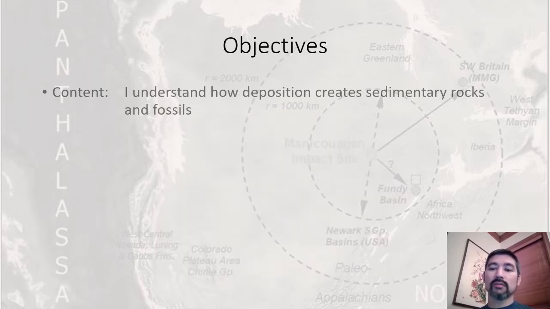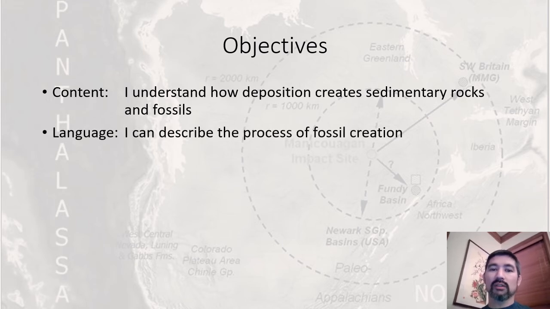So our objectives for today. Content objective is to understand how deposition creates sedimentary rocks and fossils. Language objective is being able to describe the process of fossil creation. And I don't have any keywords for today, but I do have an important point.